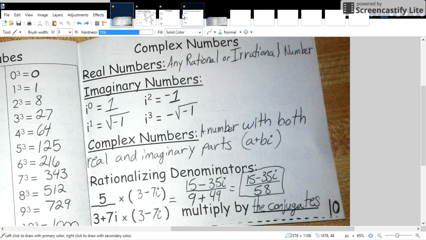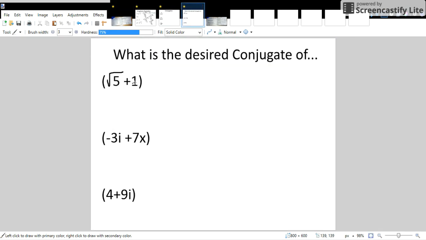So let's go ahead and find out what's the desired conjugate of these following binomials. So again, we're just going to change the sign in front of either the square root term or the i term. So for this one, they reordered it, but we still change the sign in front of that term. So it will be negative square root of 5 plus 1. So even if they reorder it, the one that you change the sign for is, again, going to be the square root or the i part.